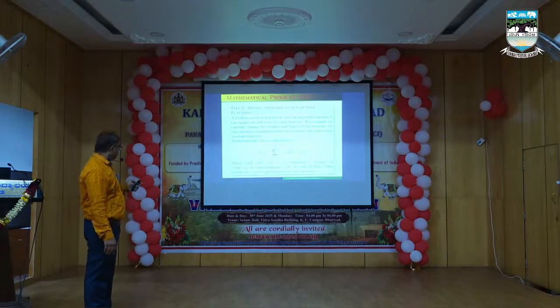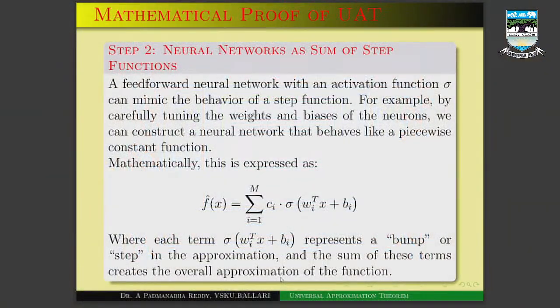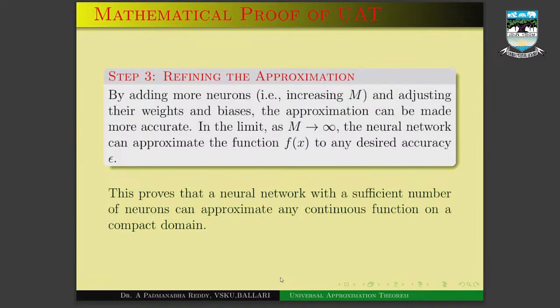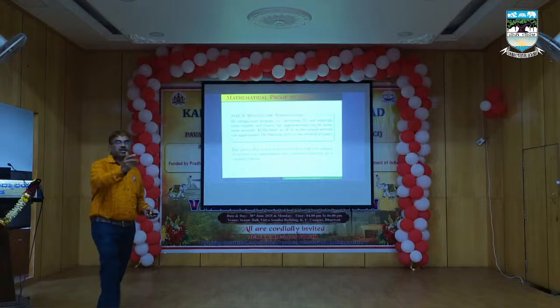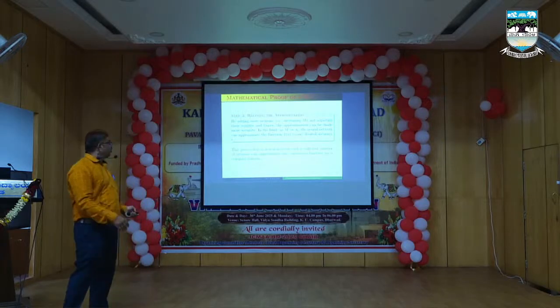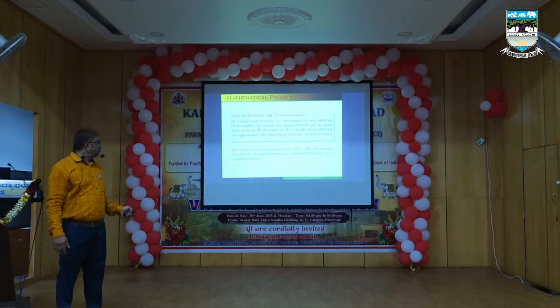Next, this is the neural network function, f hat of x. This is nothing but a linear combination of outputs, the output of the neural network. Here m is the number of neurons. We have taken 5 neurons, so 5 bumps; if we take 10, we get 10 bumps. M cannot be infinity, but M is large, so we get a better approximation.